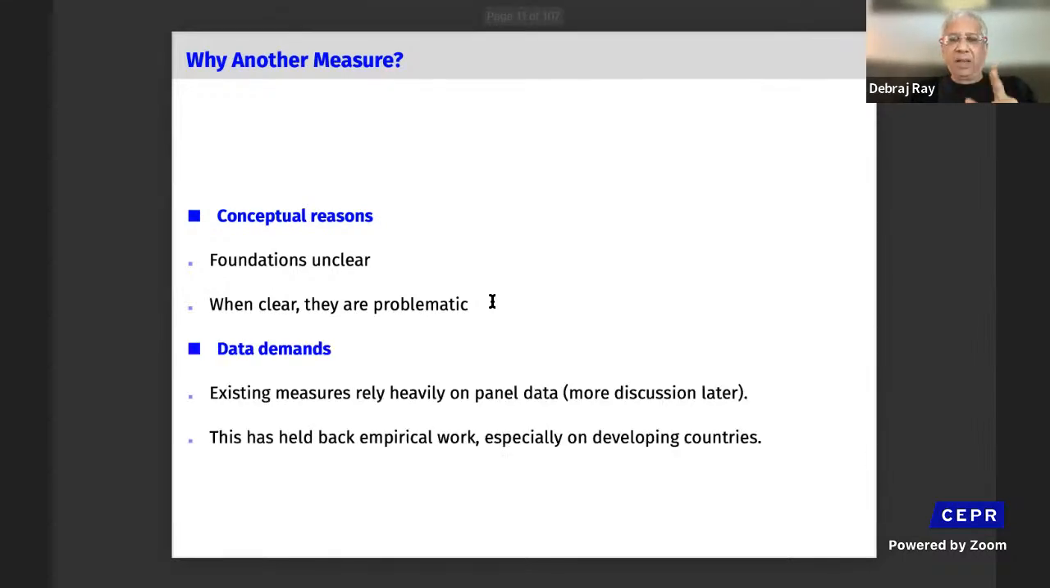The second thing we realized is that typical measures of mobility place a lot of demands on the data, because existing measures rely heavily on panel data, and I'm going to come back to this later. And of course, as you might imagine, this has held back empirical work, especially on developing countries where panel data is the exception rather than the rule.